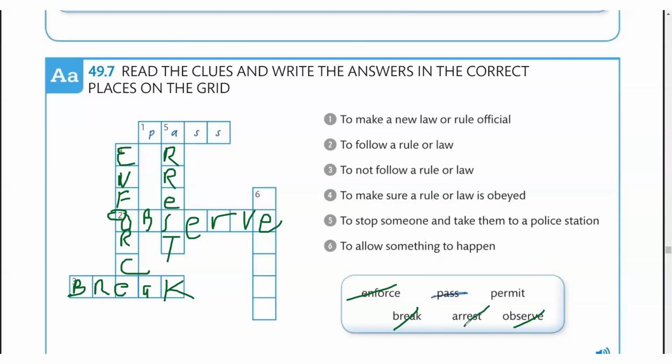Okay. And number 6, to allow something to happen. And so do you think the last one will fit? Yes, it does. We have that E there and 6 down, so P-E-R. All right, permit. So hopefully you got 100%. Okay, let's clear the board and move on.